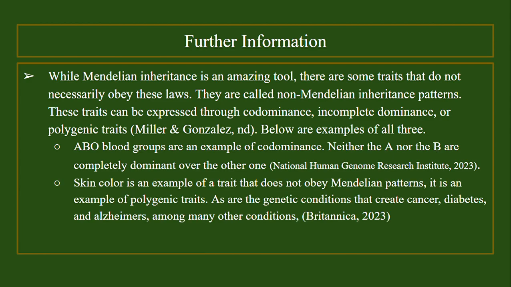We could also have skin color. Skin color is a great example, as is hair color, and eye color, of traits that don't necessarily obey Mendelian inheritance patterns. These are in fact examples of polygenic traits. Other examples of polygenic traits are genetic conditions that can create cancer, diabetes, and Alzheimer's, among other conditions. What that means is that there have to be multiple genes in order for these things to occur. Skin color is a great example because it takes multiple genes in order to determine a person's skin color. It is not necessarily a straightforward answer.